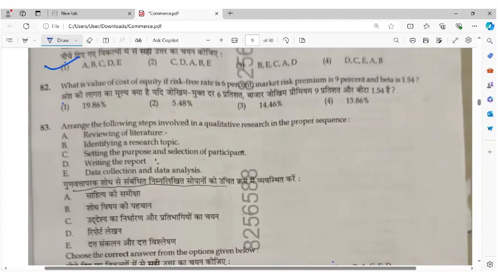Now, what is the value of the cost of equity if the risk-free rate is 6%? We have already discussed this kind of question in our MCQ session and also in our lectures. If students have already attended our classes, they can easily solve this kind of question. The 6% is given, the market risk premium is 9%, and the beta is given. So option number one is the right answer over here. We will discuss this numerical question in the next lecture in a very detailed manner. This video is only for checking what you have scored. Later we will discuss this kind of numerical questions in detail.